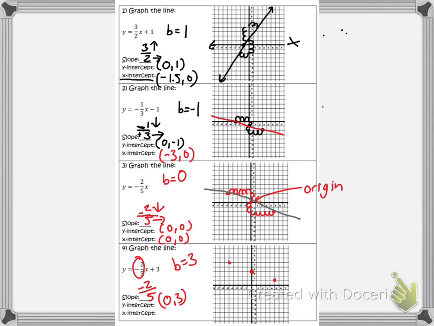Go ahead and connect your dots. And our x-intercept, I'm guessing, will be at 7.5, 0. Just eyeballing it. All right, go ahead and move on to the next one, please.